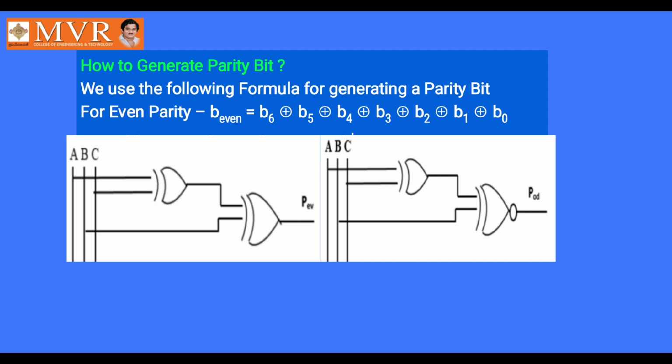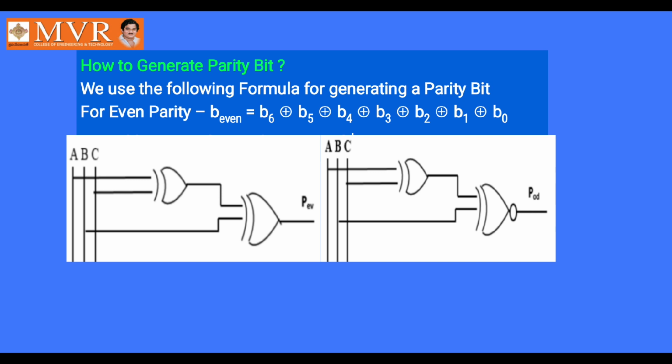There are 3 inputs given, A, B, C. A and C are given to an XOR gate, and whatever result you get is given to a second XOR gate with the input as B. It is nothing but A XOR B XOR C, so that P even, parity even, is generated. In the second diagram, because we are generating parity odd, A and C are given to an XOR, and whatever result you get is given to an XNOR gate with the second input as B. Then we will get the odd bit.